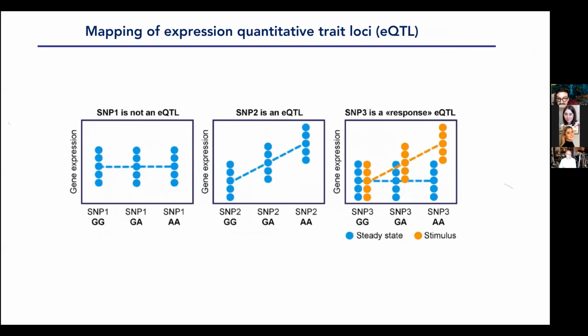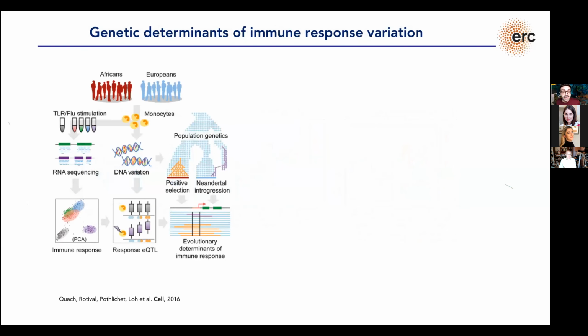In the middle, this is an eQTL, because depending on the genotype, you are going to have more expression of the gene. And we are particularly interested in the last case, what we call response eQTLs, meaning the mutation has no effect on gene expression at the steady state. But the same mutation has an impact on gene expression when you expose cells to a stimulus, in this case, infection, highlighting gene-environment interactions. So basically, this is what we did.